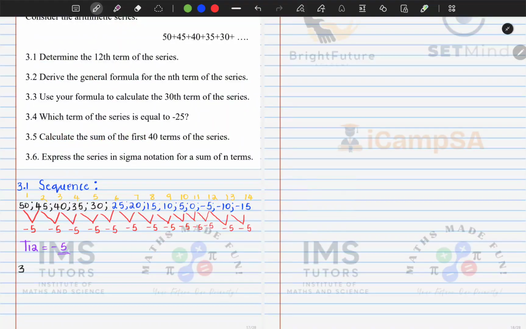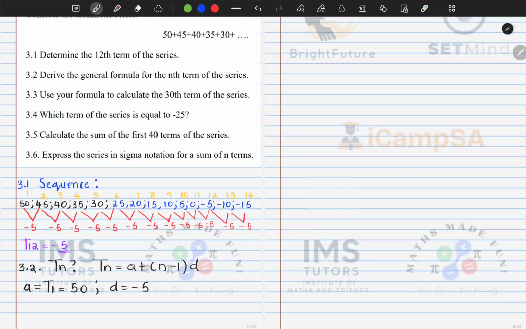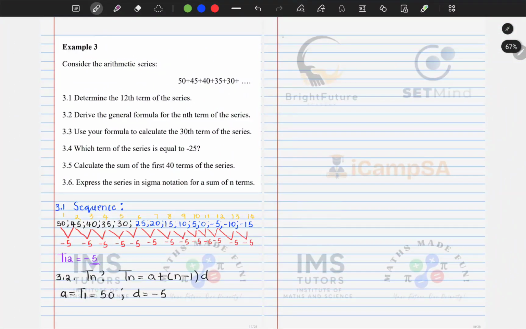Now next, let's go and have a look at 3.2. In 3.2, we are required to determine what is Tn. And what do we know? We know that Tn is always given by a plus n minus 1 times d, where a is always given by the first term, which in this case happens to be 50, and d is negative 5.